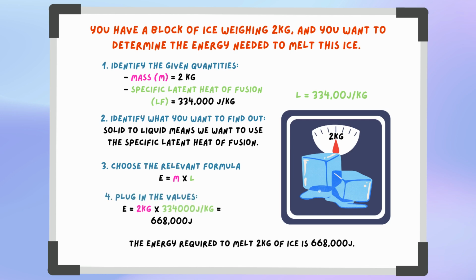Plugging in the given values, we get that the energy required is equal to 2 kilograms multiplied by 334,000 joules per kilogram, which equals 668,000 joules. So the energy required to melt the 2 kilograms of ice is 668,000 joules. Don't forget to double-check your units.